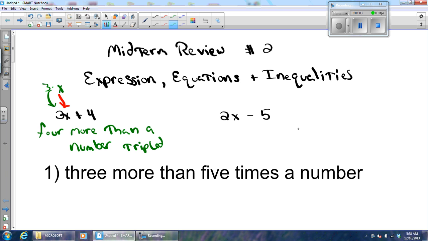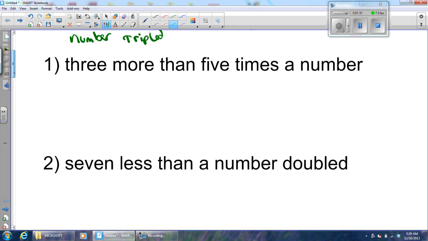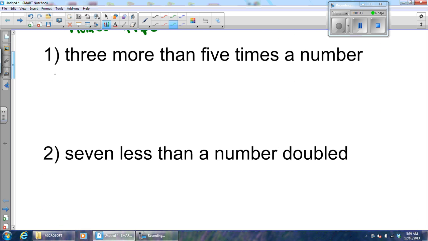Okay, well, what does that mean on this one? This means that I'm going to do 5 less. 5 less than what? A number that's being doubled. So this would be 5 less than a number doubled. Now that could be said different ways. You might hear 5 less than twice a number or something like that. But anyway, so let's go down to numbers 1 and 2 and 3 and see if you can write these expressions.